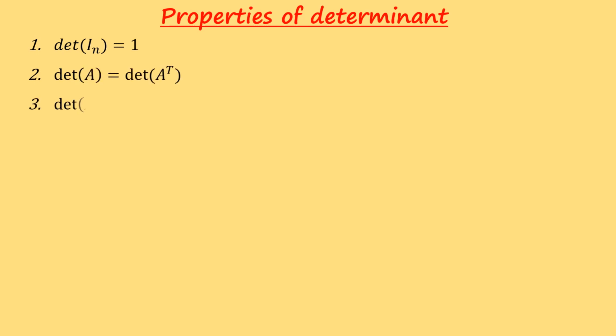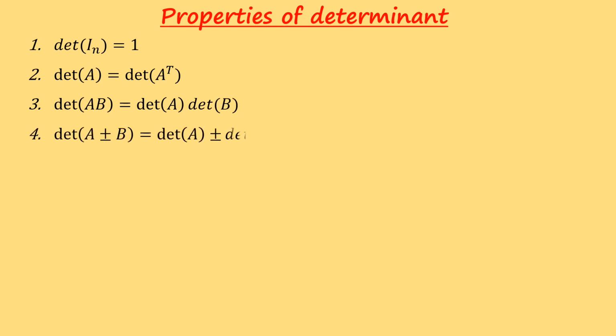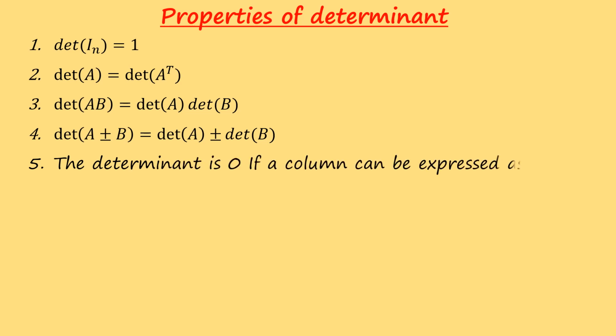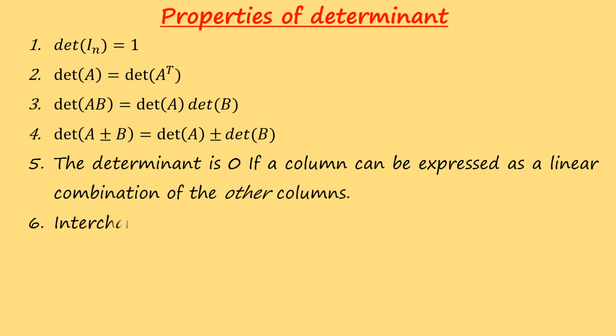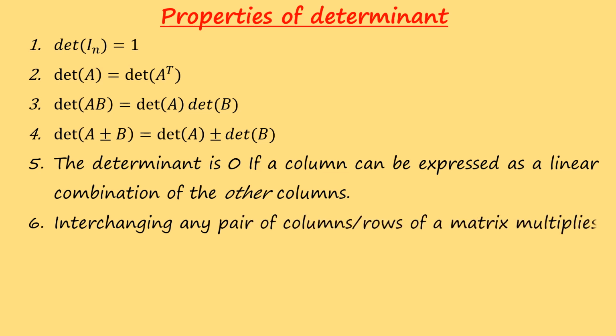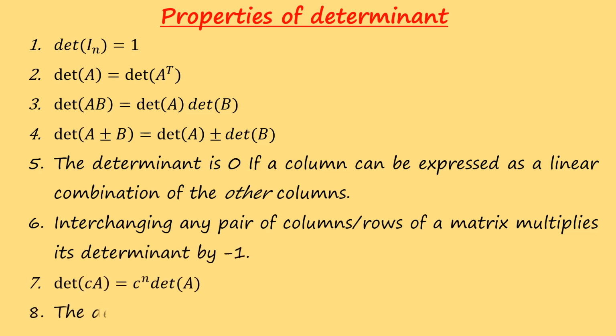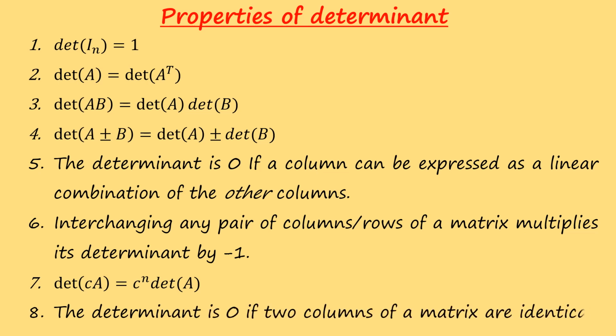Let's consider some properties of the determinant. Determinant of an identity matrix is 1. Determinant of A is determinant of A transpose. Determinant of AB is determinant of A multiplied by determinant of B. Determinant of A plus or minus B is determinant of A plus or minus determinant of B. The determinant is 0 if a column can be expressed as a linear combination of the other columns. Interchanging any pair of columns or rows of a matrix multiplies its determinant by -1. Determinant of cA is c to the power of n, determinant of A. Then the determinant is 0 if two columns of a matrix are identical.